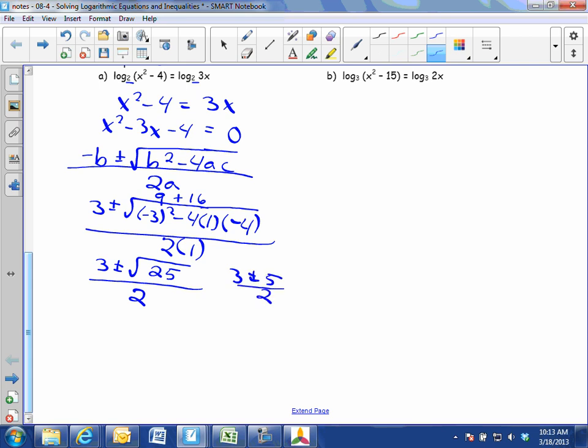So we have 2 answers. Let's see, 3 plus 5 gives us 8. 8 over 2 is 4. 3 minus 5 is negative 2, over 2 is negative 1. Alright, the only thing I have to check is to make sure that we don't have any extraneous solutions. In this case, negative 1 is extraneous.